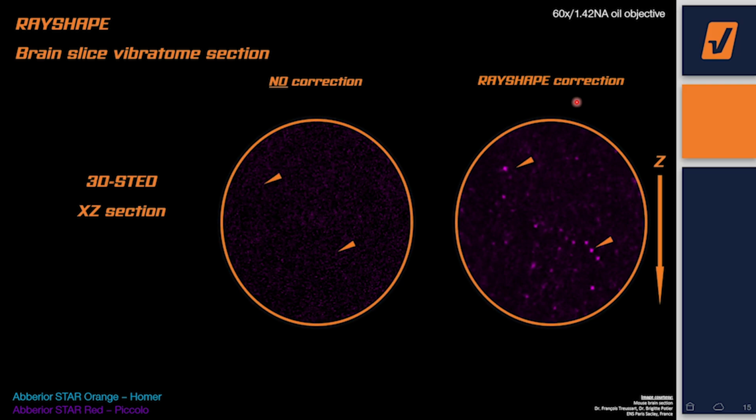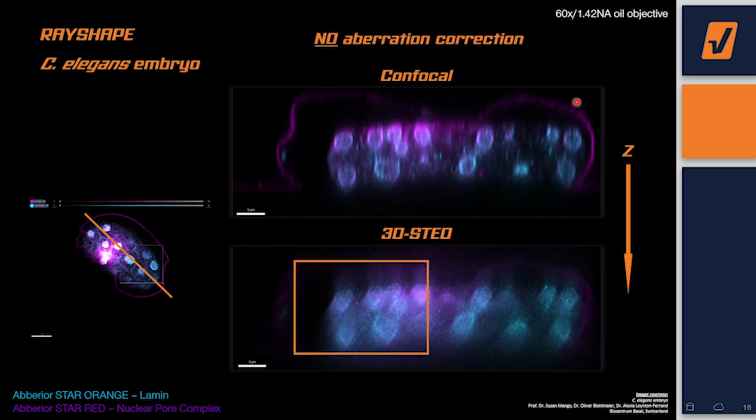So the next example we have here is an embryo of the nematode C. elegans. They are actually notoriously hard to image because they have this cuticle here. So it is a cuticle that is located around the embryo, and this has some really weird optical properties. So for confocal, you get a decent image, but with 3D-stat you basically don't get anything at all.